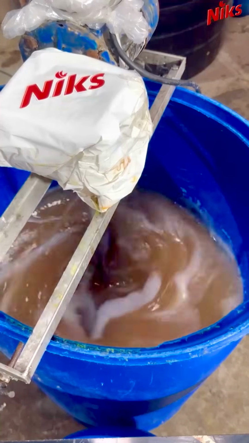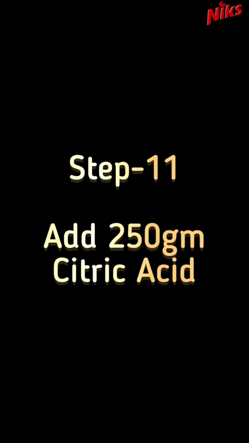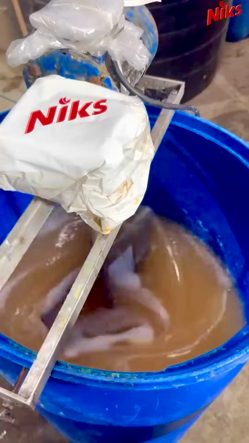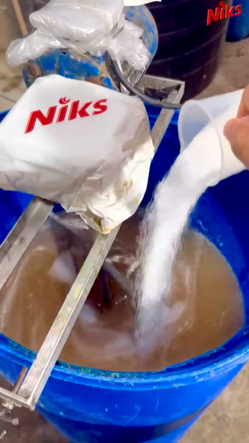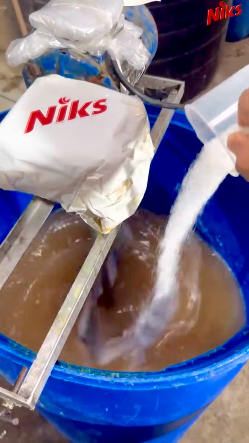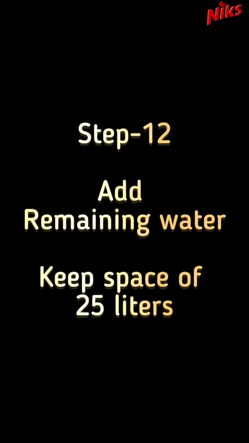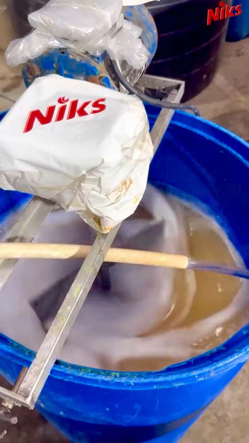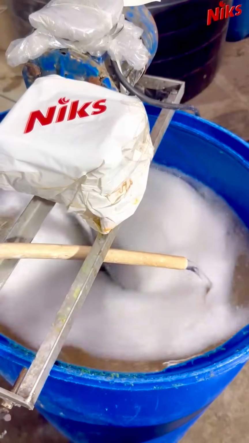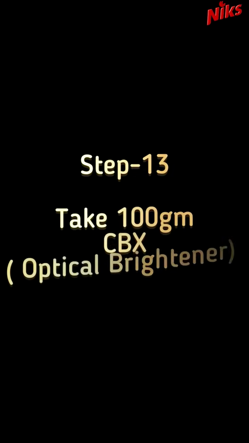After adding lapsa and waiting for a few minutes, we will add citric acid mono. 250 grams citric acid we have taken. Citric acid works as a stain remover. It improves the transparency and it works as a preservative too. Now time to add some water. Keep space of 25 liters of chemicals.